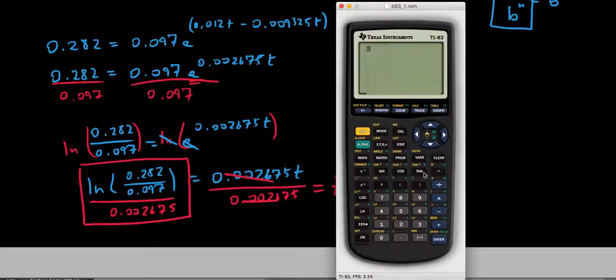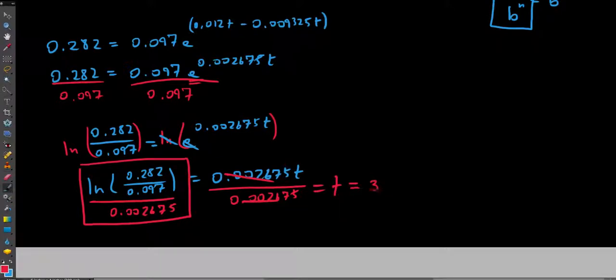So let's go ahead and work on getting a value here. We have the ln of 0.282 divided by 0.097, excuse me, in parentheses, all that divided by 0.002675. And so what we end up with is 398.95. And this was a time, and so this is in years.